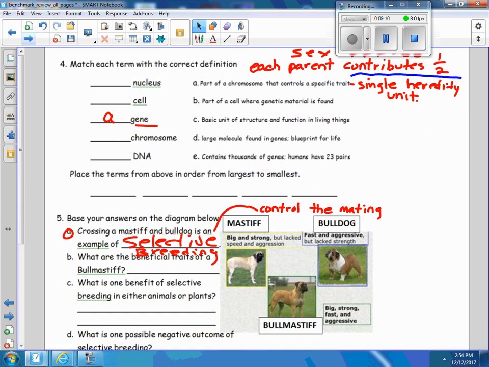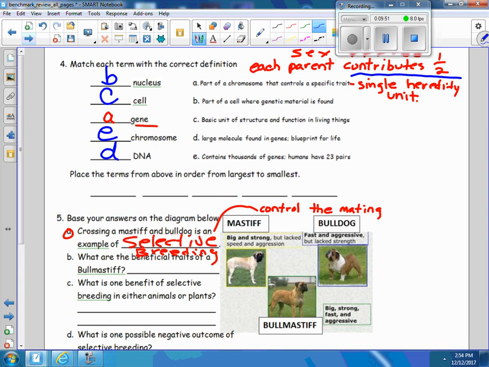Nucleus. Match it up. What is the nucleus? B. It's part of the cell where the genetic material is found. Good. How about a cell? What's a cell? Yes, the basic unit of structure and function in living things. A gene is a part of the chromosome. It's a single hereditary unit. That was letter A. What is a chromosome? Yeah, it is E. In humans, we have 23 pairs, and they contain thousands of genes. DNA is deoxyribonucleic acid, but it's a large molecule. Good.